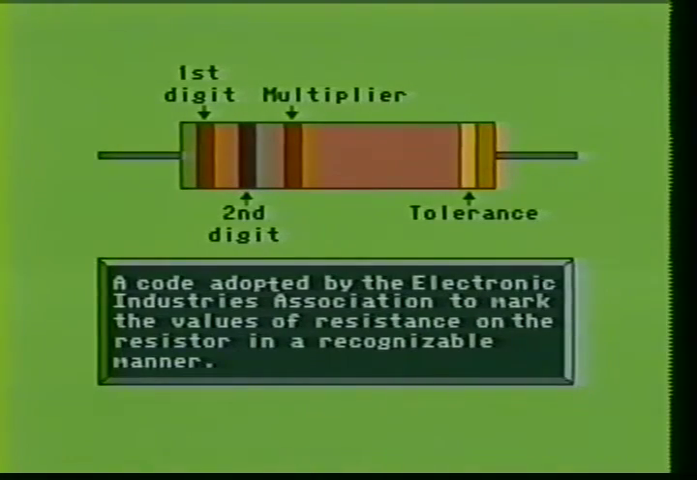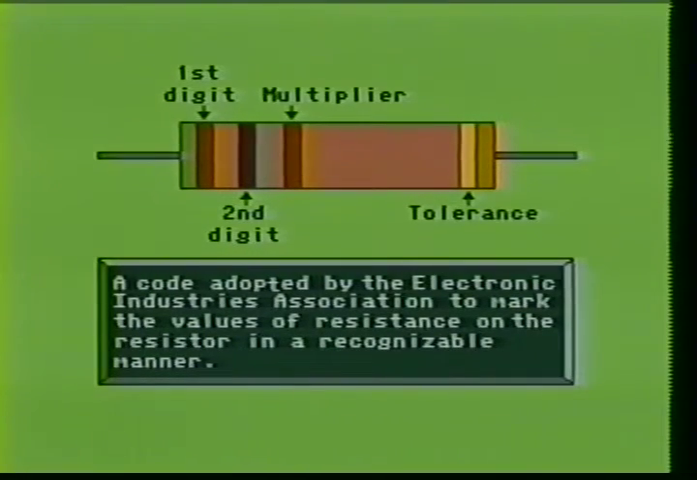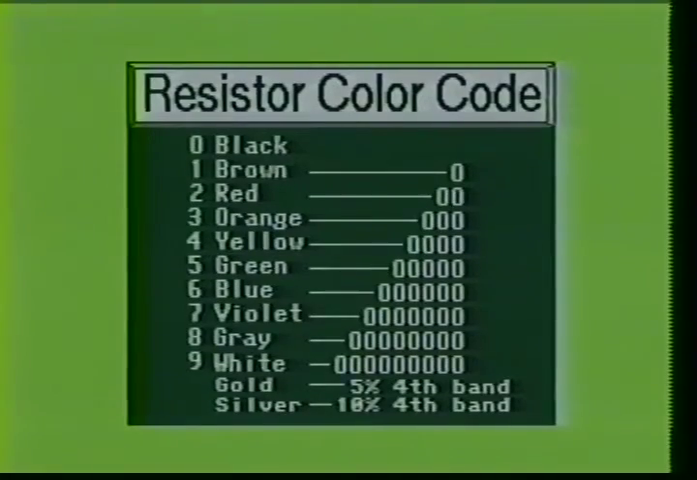Resistors use color bands to indicate the value of the resistor. The first band represents the first digit of the value of the resistor. The second band represents the second digit of the resistor's value. The third band represents the multiplier, or number of zeros following the first two digits. The fourth band is used to represent the tolerance of the resistor. The tolerance is the accuracy of the resistor. By using the resistor color code, you can read the value of any coded resistor on a printed circuit board.